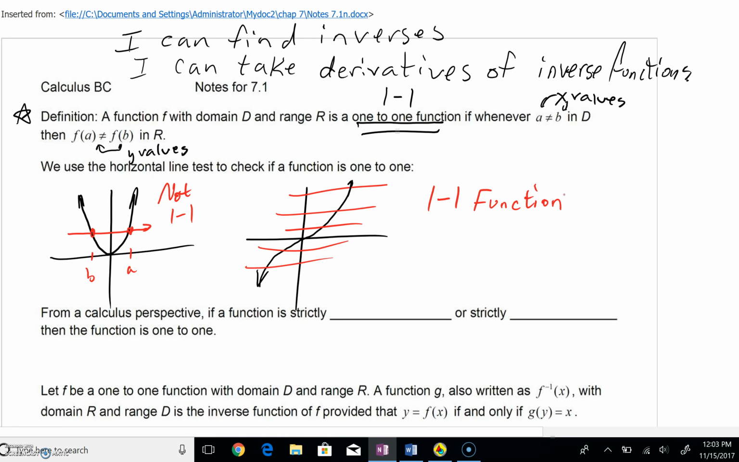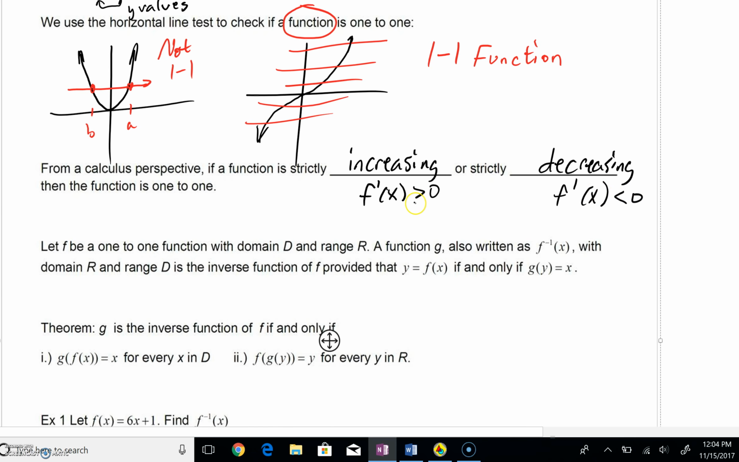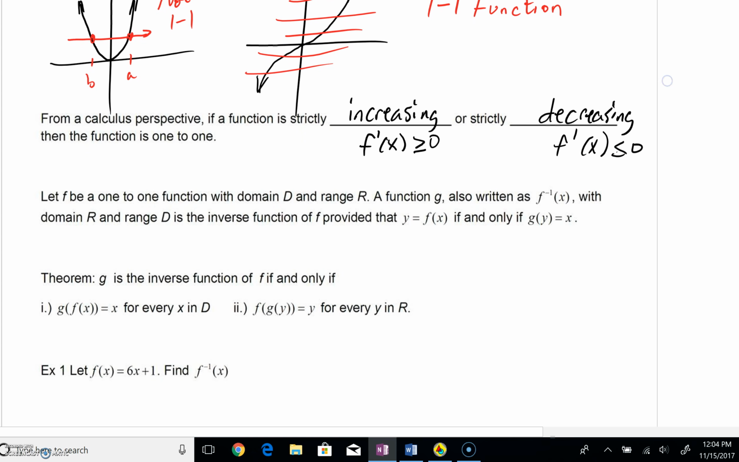Of course, what is always understood is if we're talking about a function, then we're assuming that you already would pass the vertical line test. From a calculus perspective, if a function is strictly increasing or strictly decreasing, then the function is one-to-one. That means that if f prime of x is going to be positive or negative, and we could say greater than or equal to 0 even and get away with this, you can see that you will, in fact, pretty much guarantee that your function would pass the horizontal line test. If your derivative is positive, your function is going upwards. If it's negative, it's going downwards.